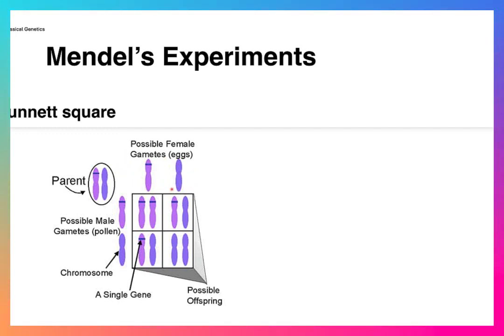And so these eggs are heterozygous, meaning they have one allele that's positive and one allele that's not positive. The male also has one allele that's positive and one allele that's not positive. And then you fill in the box.